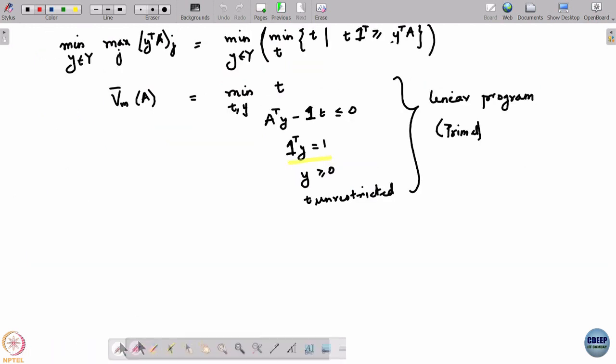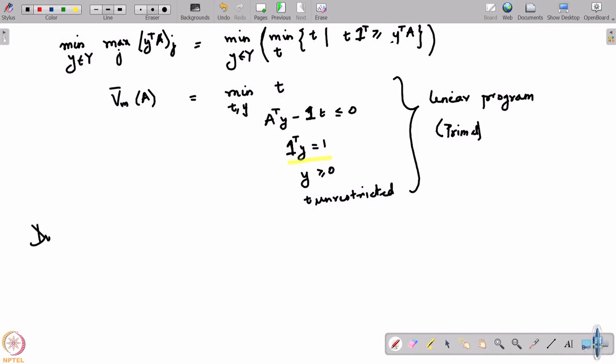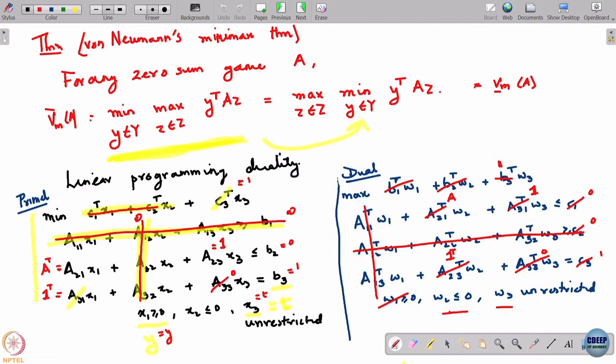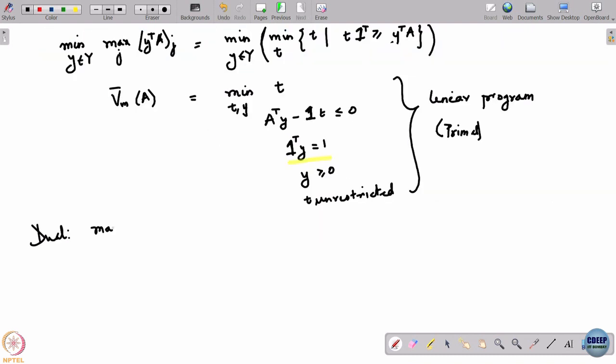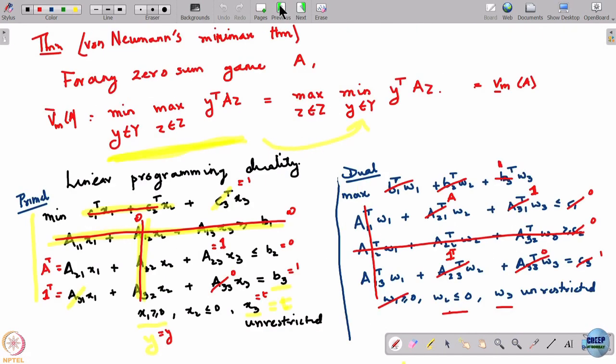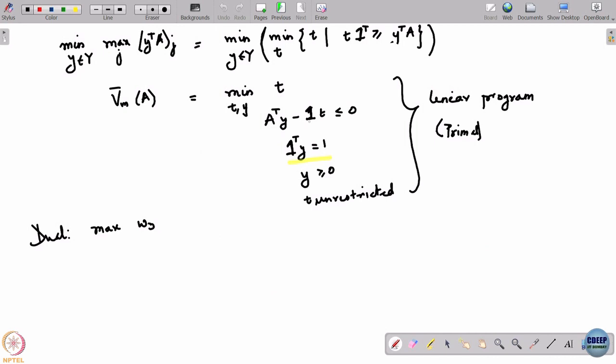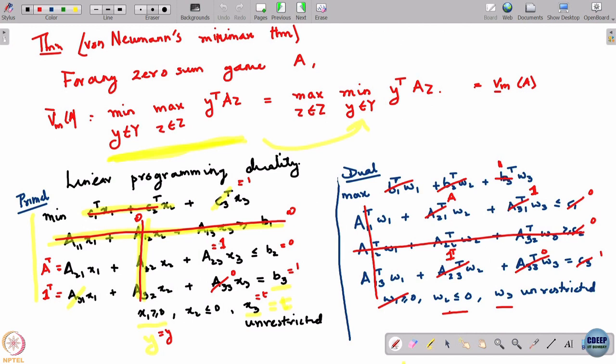This was my primal, so my dual is going to be, what was the objective? The objective was just 1 times W3, so it's just maximization of W3. And I had two constraints, A times W2 plus 1 times W3 less than or equal to 0. So, A transpose y minus 1 times t, no? This was minus 1, this is A transpose. So this is to be minus 1. Since this is minus 1, A23 therefore is also minus 1 transpose.